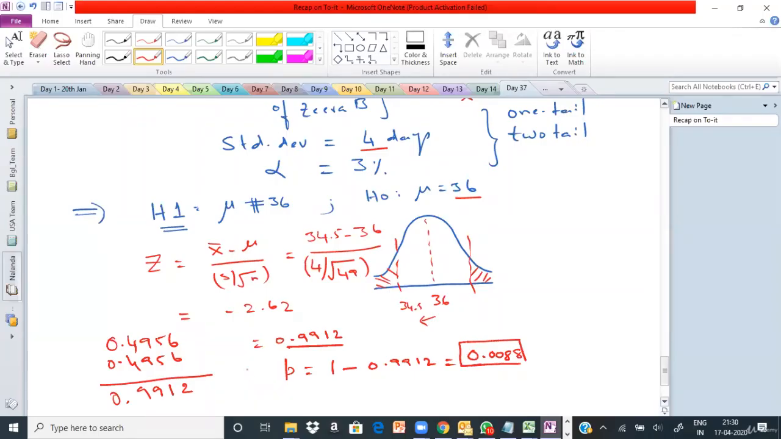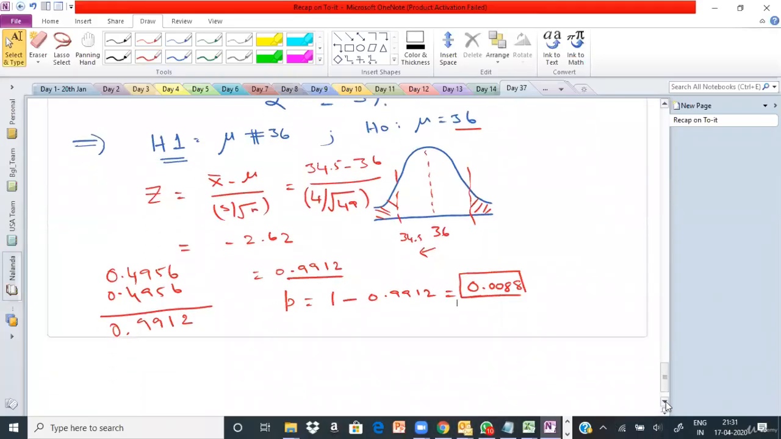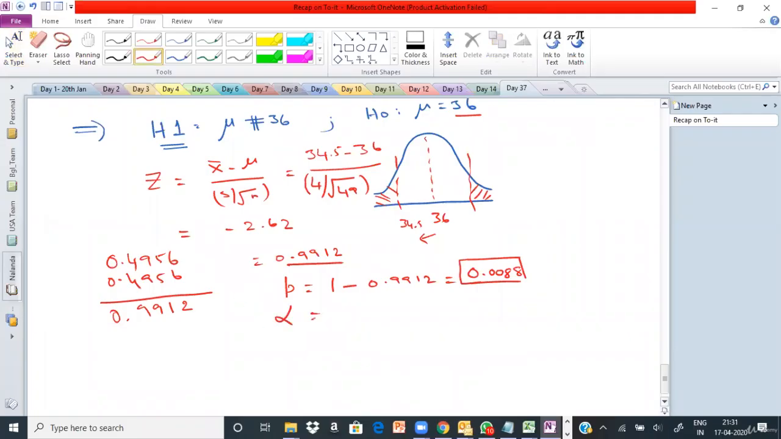Now the question here is, you will be calculating the p and comparing it with your alpha. What is your alpha here? Alpha here is 3%, which is nothing but 0.03. Now if p is less than alpha, p is greater than alpha, or p is equal to alpha, you have three conditions. If p is less than alpha, 0.0088 is less than 0.03. This is right?